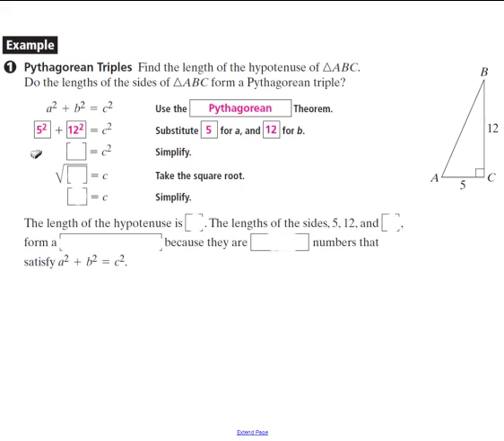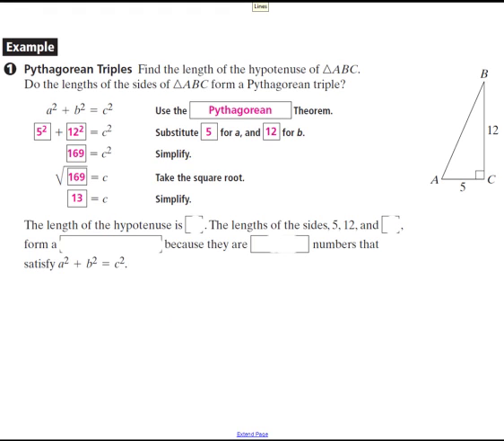So plug these values in. 5 squared is 25. 12 squared, 144. Add them together. We get 169. Square root of both sides. Square root of 169 is in fact 13. So we have 5, 12, 13.